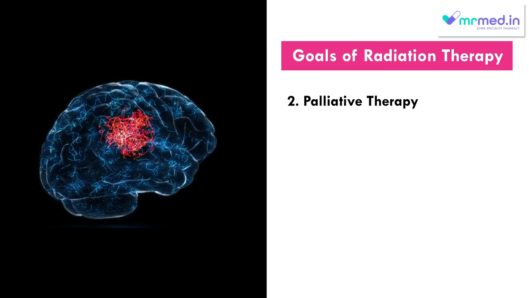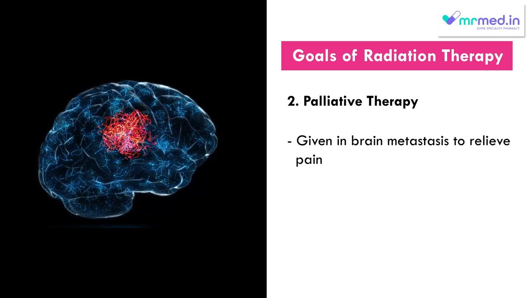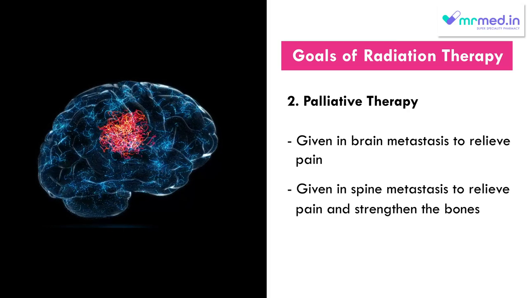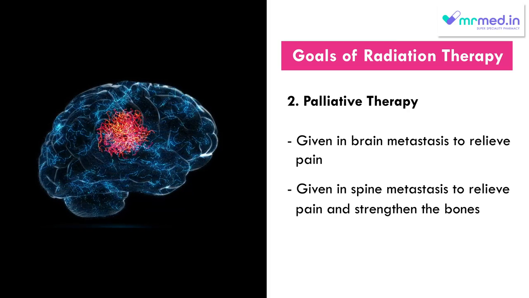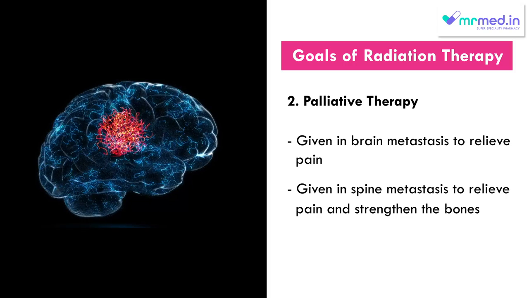And in palliative settings, for example brain metastasis, we give palliative radiotherapy, or for spine metastasis where there is pain or the bone is on the verge of fracture, we give radiation to strengthen the bones. So these are the two different intents of delivering radiotherapy.